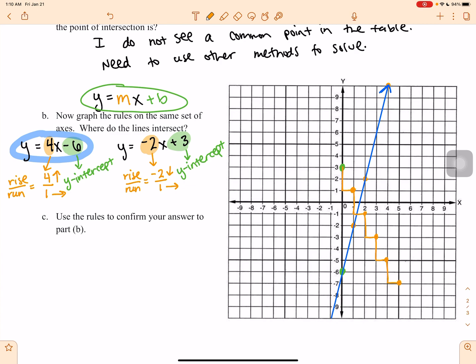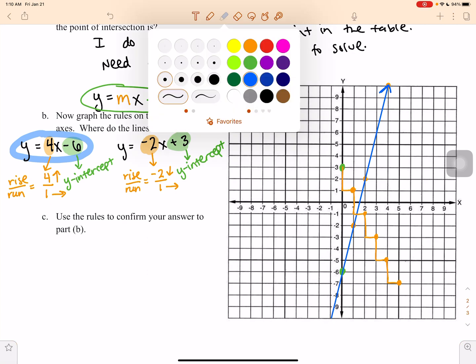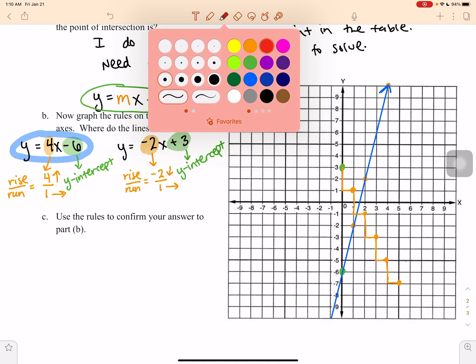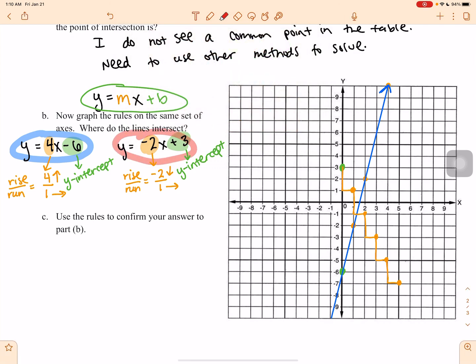But I see that they're going to intersect. So let's go and make this one red. Okay? So here you can draw your line through the points. You can use a ruler to help make it a little bit straighter. Okay? And then for me too, I'm going to extend it all the way up.